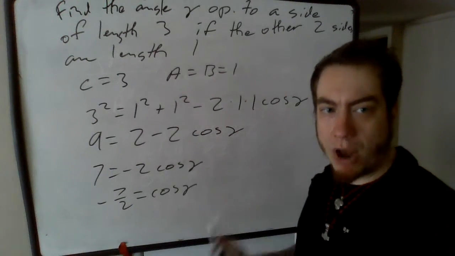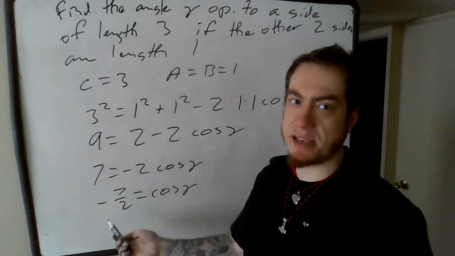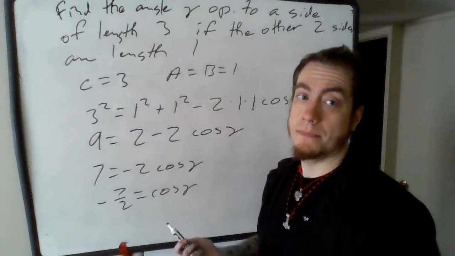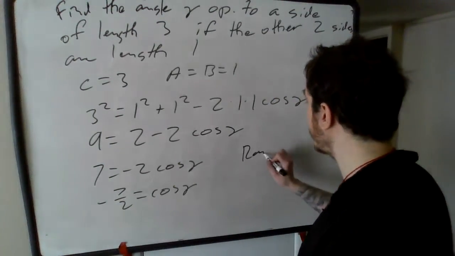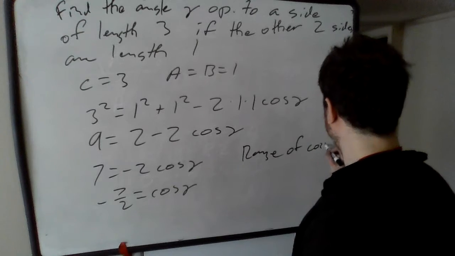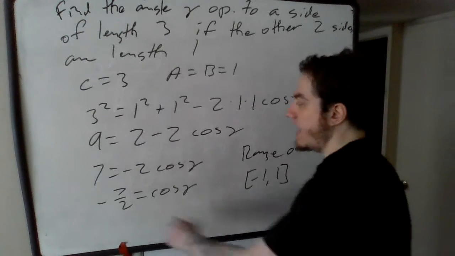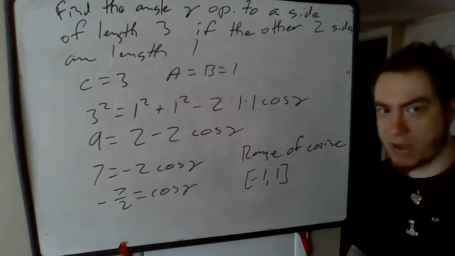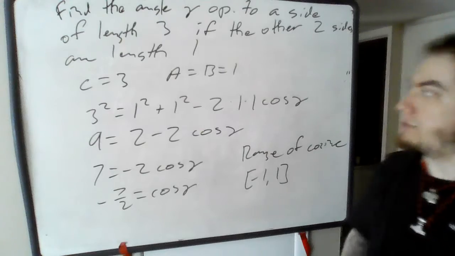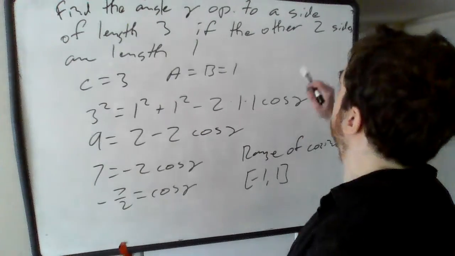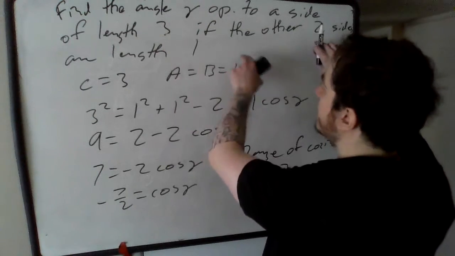Can anybody see a problem with this? And let me give you a hint here. It is not that this is negative. This being negative is fine. But there is a problem. The problem is that the range of cosine is from -1 to +1. And this is outside that range. So this is impossible. This will always happen in the situation where one side is bigger than the other two sides added together.